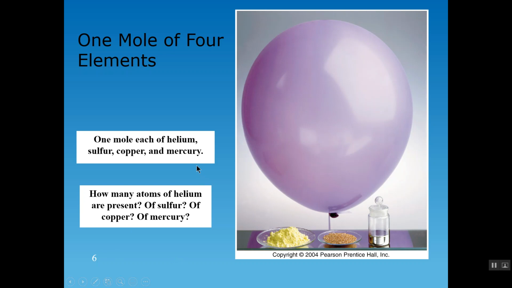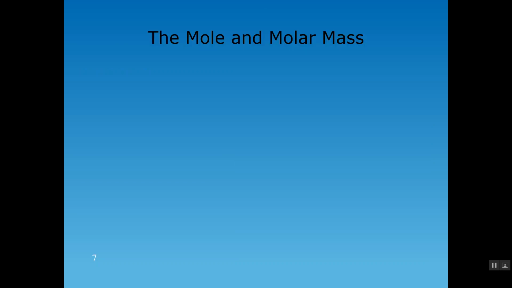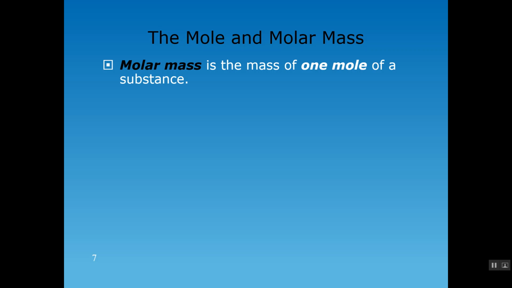So again, you need to remember the relationship between the mole unit and the number of atoms present in a particular element, right? 1 mole of any element will contain Avogadro's number of that element. And as we just learned in the previous slide, if you compare two substances, 1 mole of one substance will not necessarily have the same mass as 1 mole of another substance. So that brings us now to the concept of the molar mass, right?